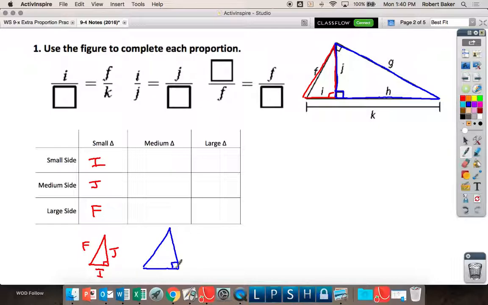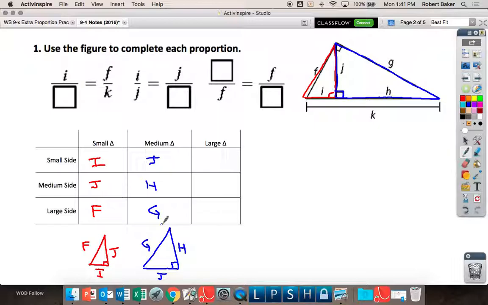So what is the small side of the blue triangle? J. Agree or disagree? J is the small side. Which one's the medium side? H. H is the medium side. Which one's the long side? G. So short is J. Medium is H. Hypotenuse or long side is G.